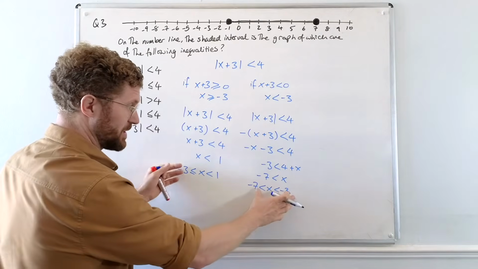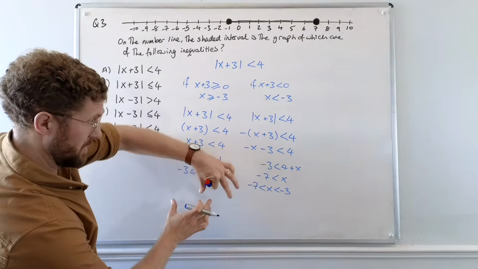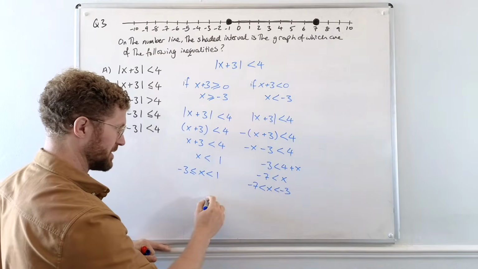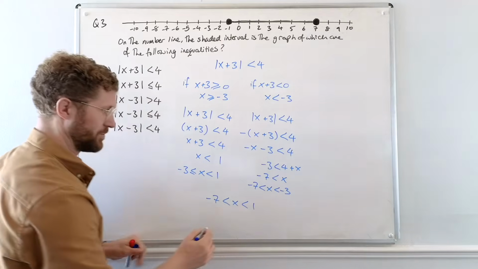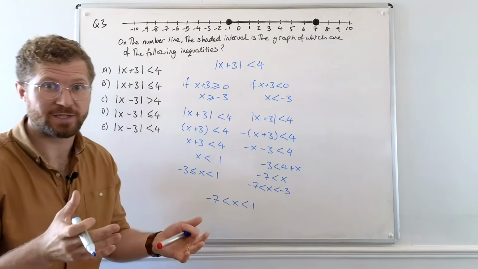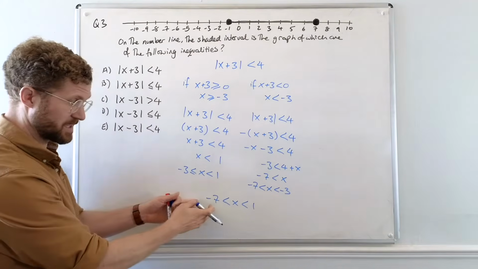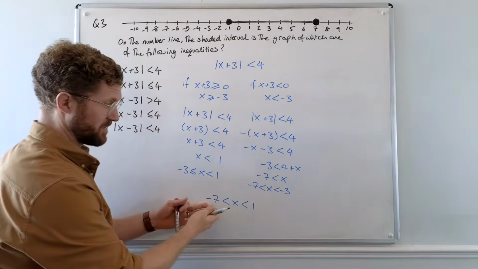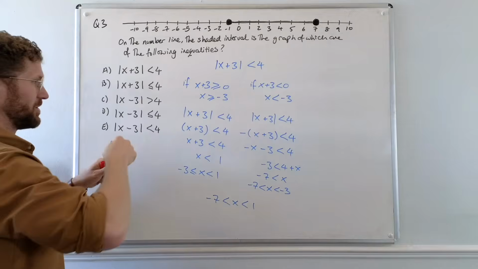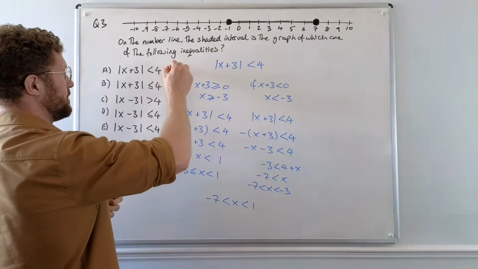So I can bring these two together and push them together into a single inequality and say, well, that's -7 is less than x and is less than 1. And so I've got an algebraic solution here. Now, in this case, this goes from -1 up to 7, whereas this is -7 up to 1. So A is not the answer. We can say that outright.